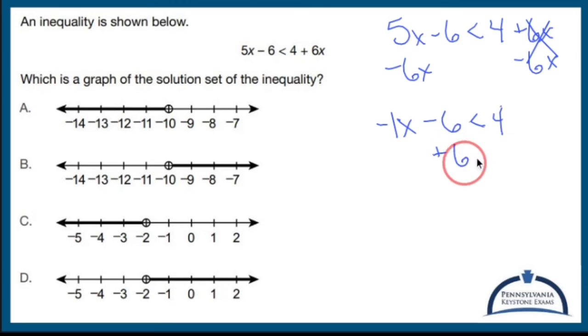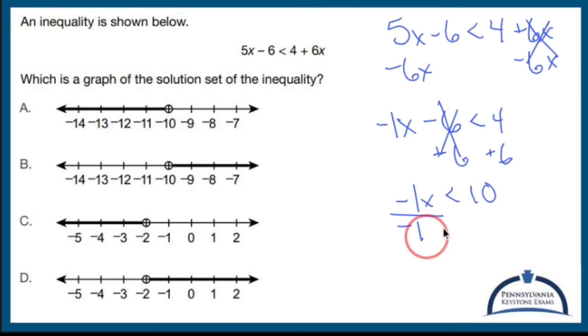Let's add 6 to both sides. Negative 1x, even though it looks sloppy, is less than 10. That's where you've got to be careful. I have to divide both sides by negative 1. Whenever you divide an inequality by a negative, you flip the sign. So x is greater than negative 10. Don't include the negative 10. None of these do.